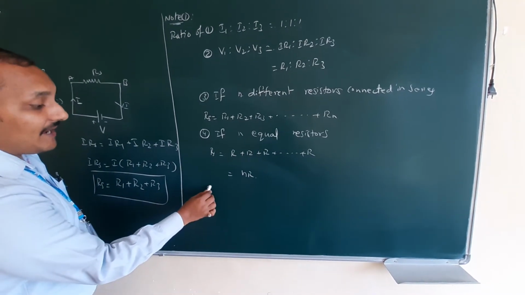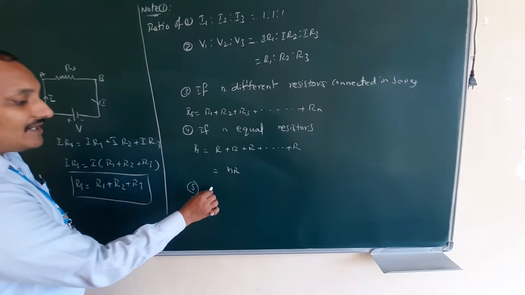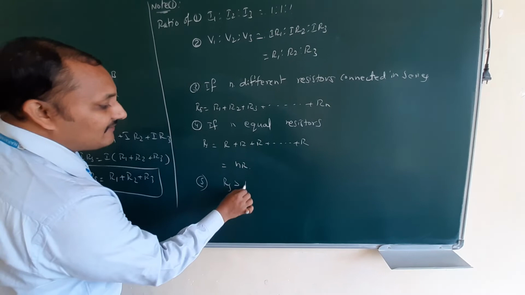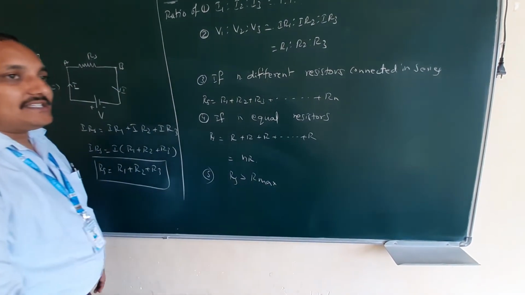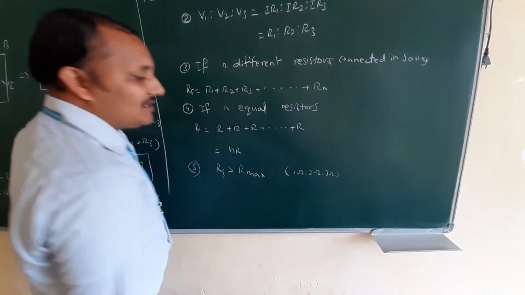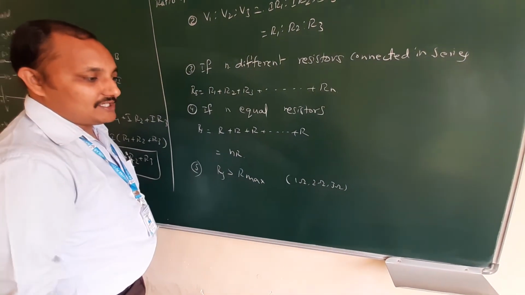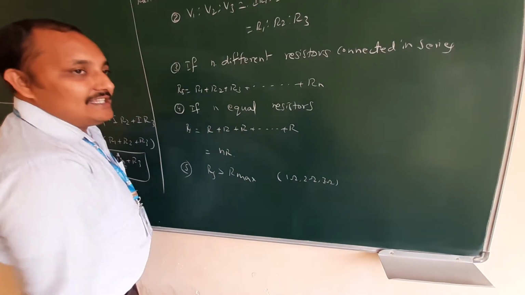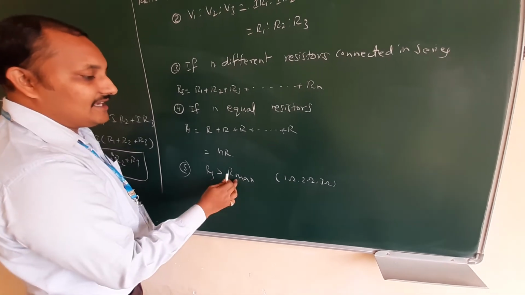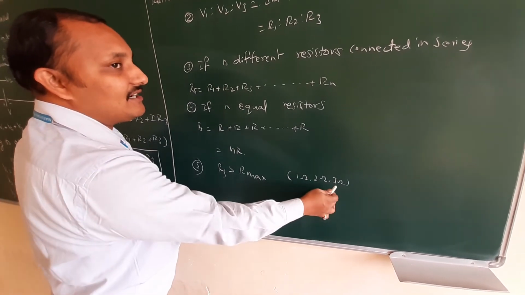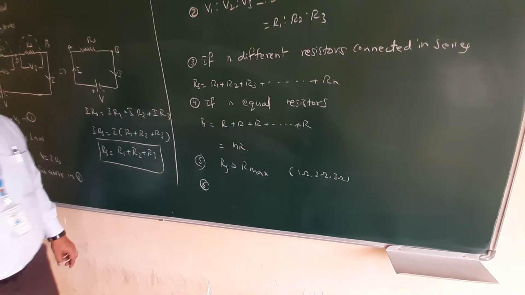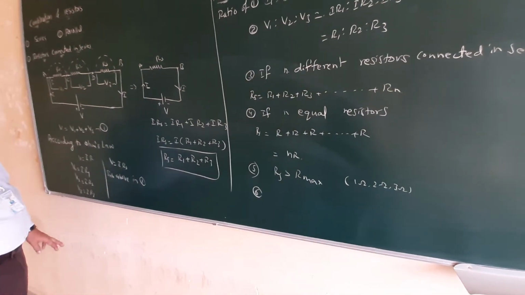Another note I give, in series combination of resistors. What is the resultant resistance? If n different resistors are connected, the resultant resistance is always greater than the maximum resistance among the resistors. If you have taken 1 ohm, 2 ohm, 3 ohm, the resultant resistance is 3 plus 2 plus 1. How much? 6 ohms, which is greater than 3 ohms. Like that, if you have taken 100, 200, 300, then the resultant resistance is always greater than the maximum. Which is maximum? 300.